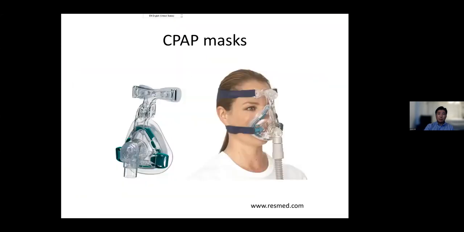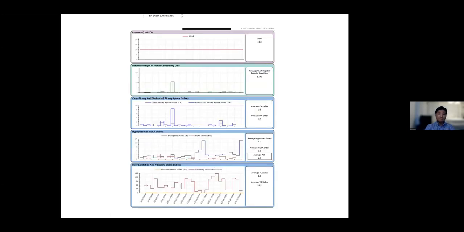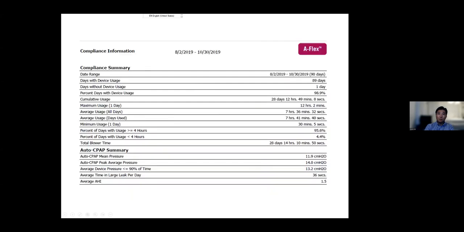This is an example of a CPAP mask covering both nose and mouth. It is the first line treatment for sleep apnea. When treated using CPAP, the machine can give us a lot of information like usage hours and the therapy outcomes. And this is graphical information that you can get from the CPAP machine, like what the pressure is and how many events are happening. So we can gather a lot of useful information from CPAP.